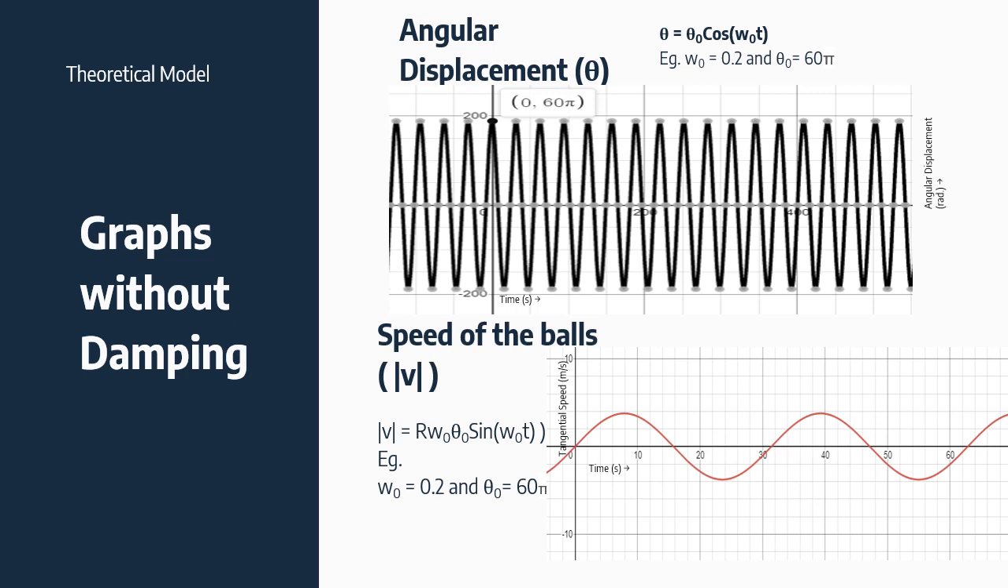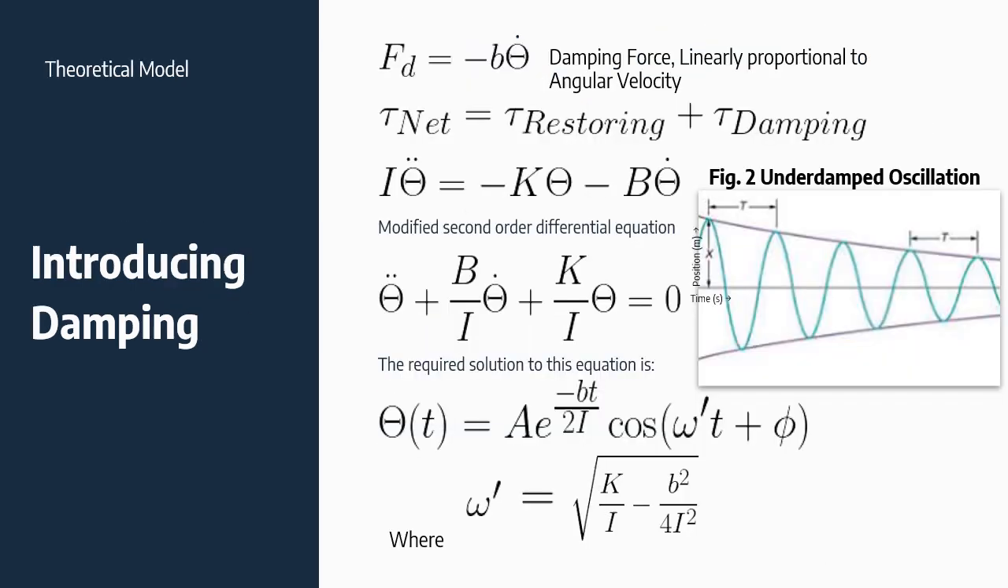And the same is seen with the speed of the balls as well, as that also keeps oscillating in opposite directions to infinity since there is no damping present. So now let's introduce damping and see what that does to this motion. Let's introduce a damping force which is linearly proportional to its angular velocity.